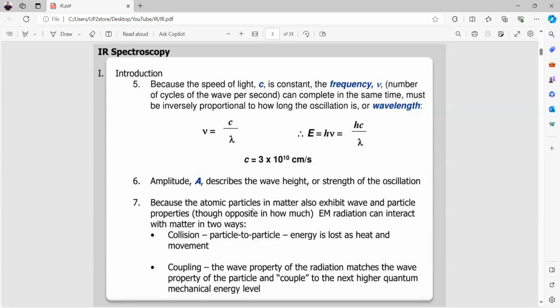Because the atomic particles in matter also exhibit wave and particle properties, electromagnetic radiation can interact with matter in two ways. Collision, particle to particle, where energy is lost as heat and movement, or coupling, where the wave property of the radiation matches the wave property of the particle and couples it to the next higher quantum mechanical energy level.